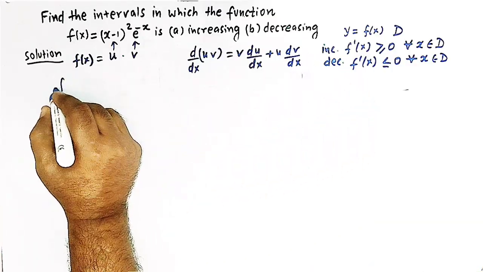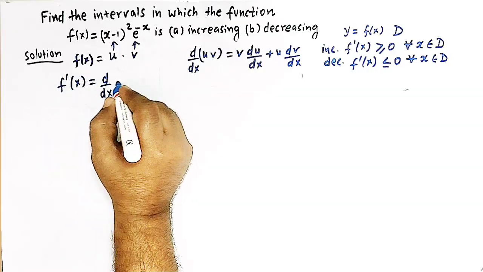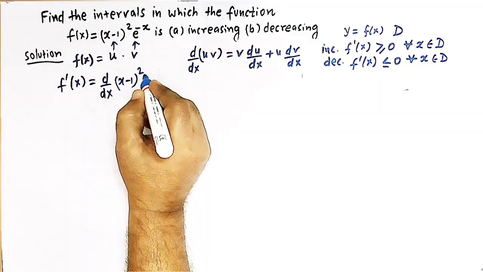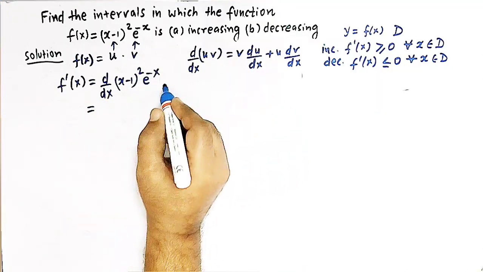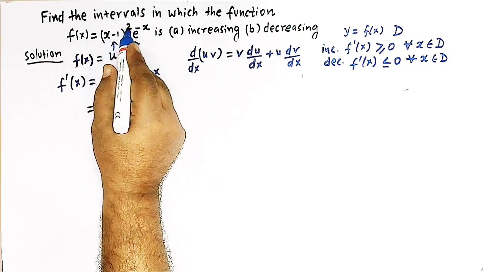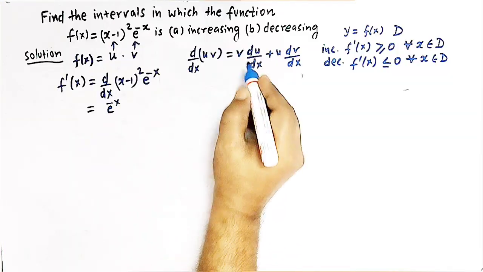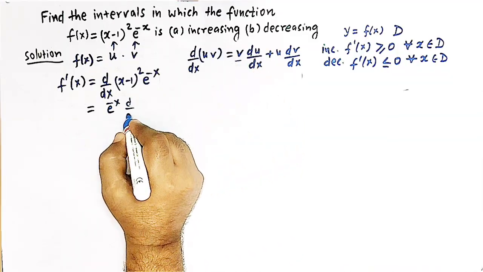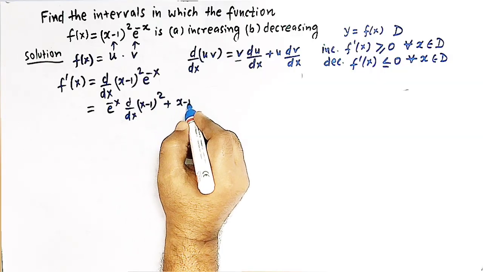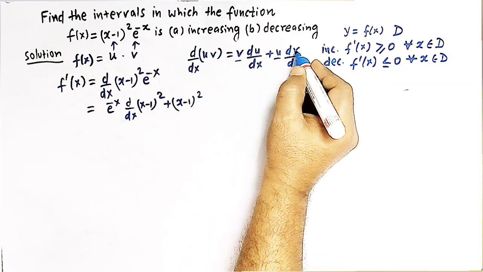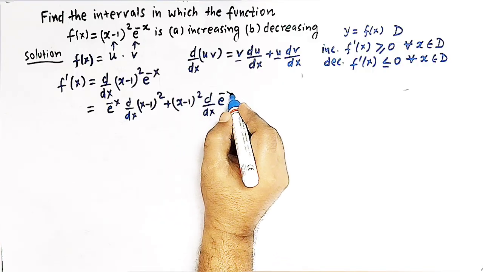So here f prime of x is given by d by dx of (x minus 1) squared e raised to minus x. So applying this rule, we have u is equal to (x minus 1) squared, v is e raised to minus x. So we have e raised to minus x, and then the derivative of (x minus 1) squared. Then we have (x minus 1) squared, and here we have the derivative of e raised to minus x.